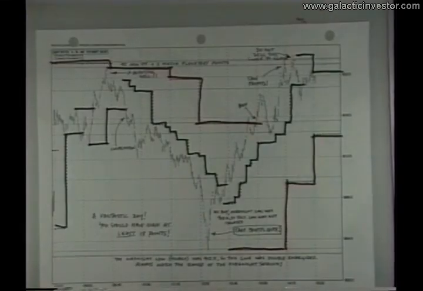I don't attach a huge amount of energy to that. I do attach importance to volume, but not ticks.